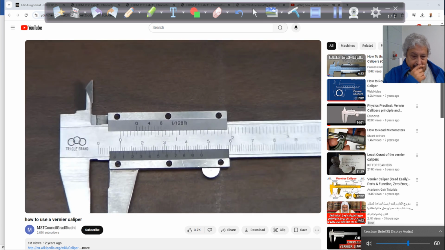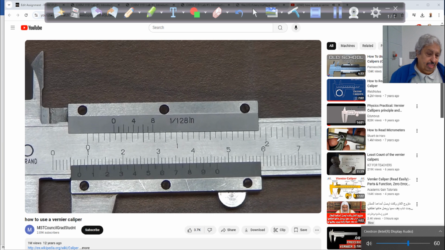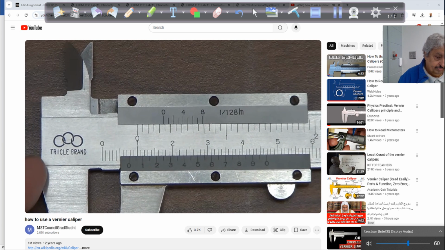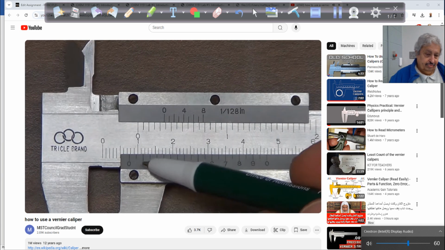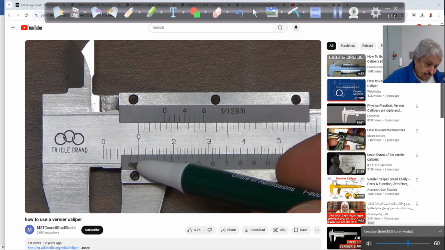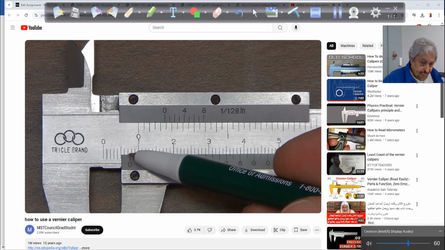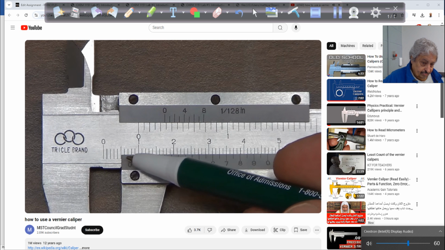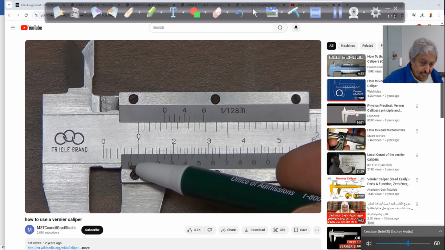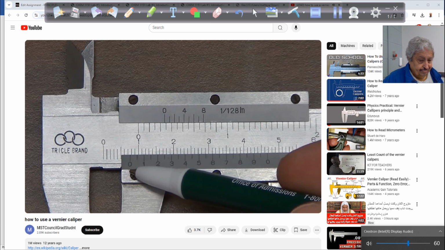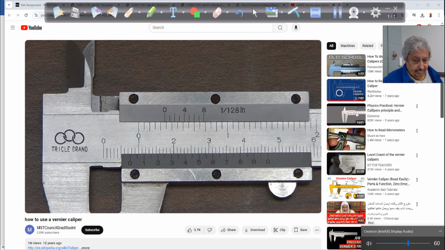On the major scale, it's the question of where does the 0 on the minor scale line up with the major scale. So here we have a 0 on the minor scale, which is a little past this hash mark here. So that's 5, 6, 7. It's a little more than 0.7 centimeters. The question is, how much more than 0.7 centimeters is it?